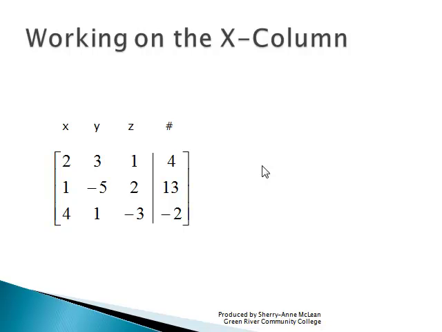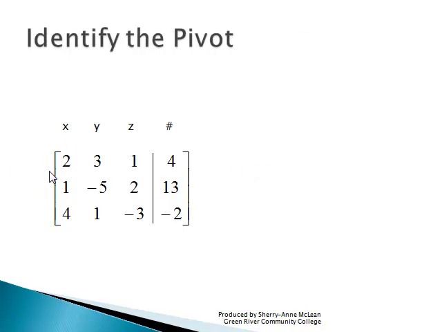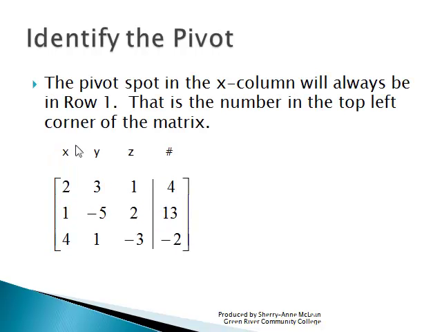So, here's our starting matrix. The first thing that we want to do is to work on the x column right here. The first thing that we want to do is to identify the pivots. Again, in that RREF form, those were the leading ones that went down the primary diagonal. The pivot spot in the x column is always going to be in row 1. That's the number in the top left corner of the matrix here.